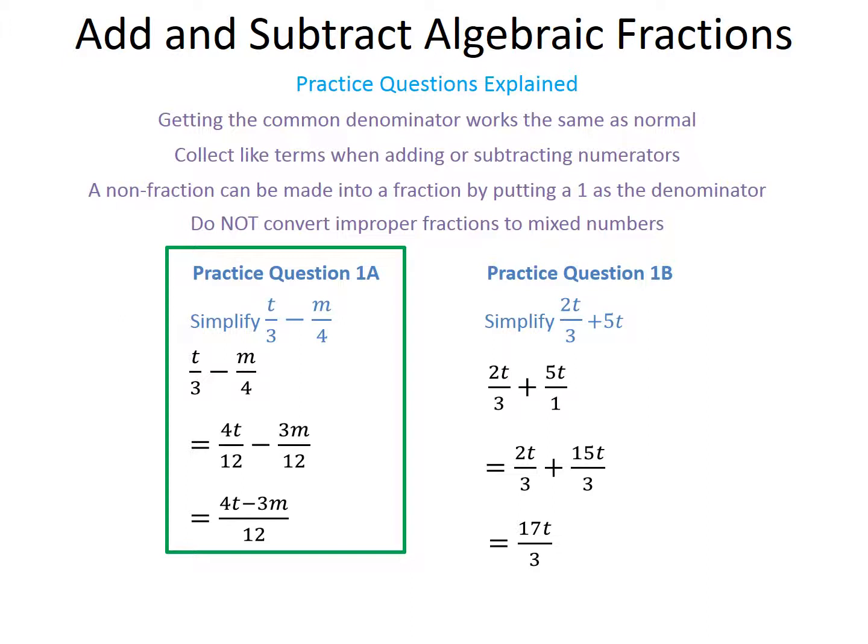Now then I noted that these are not like terms, 4t and 3m, so I cannot put them together, and so I've just left them separate on the top there, but I did put the denominators together, and of course I just leave it as 12.